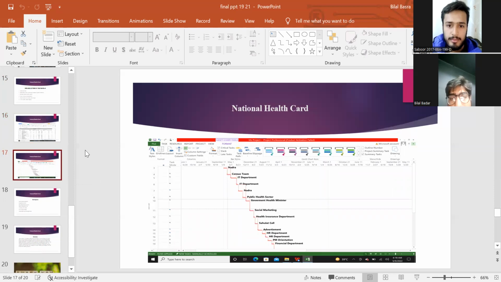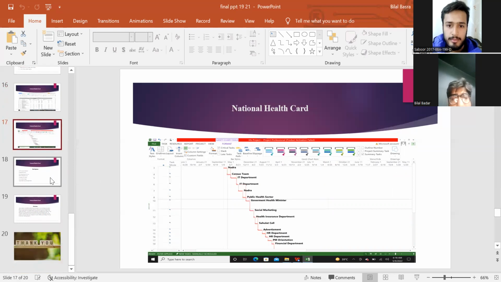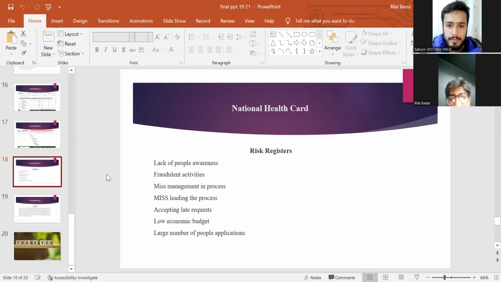Due to this diagram, we can see that first there is the NADRA census team, which is basically a critical part of our project. Then come in line the whole processes of the IT department, NADRA, public health sector, government alliances, and all others. Then comes the risk register at the last.